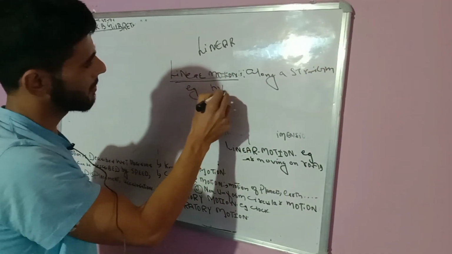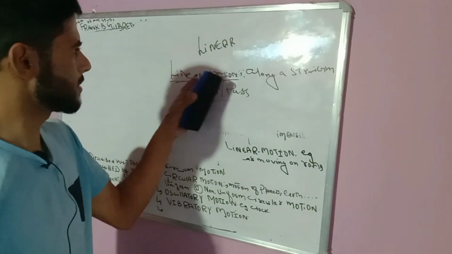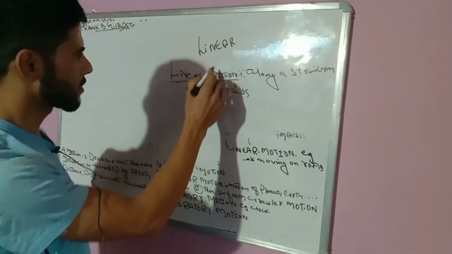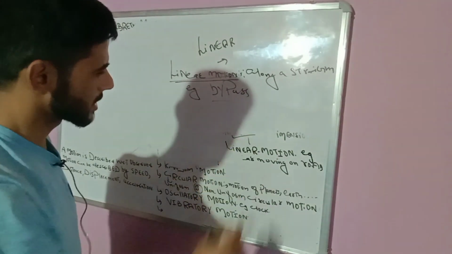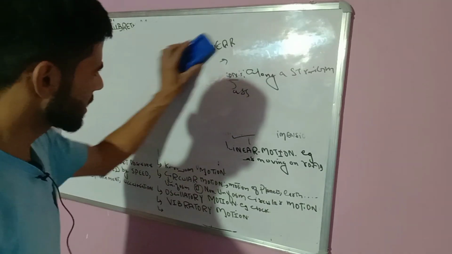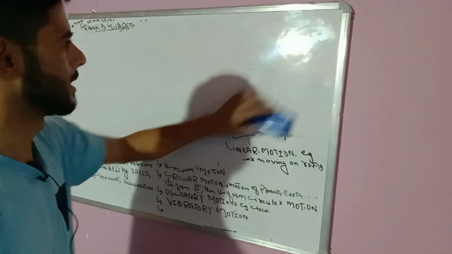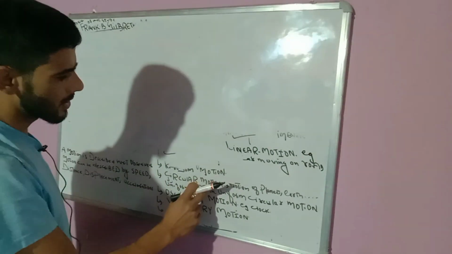For example, bypass. Bypass is an example of linear motion. This is the first type of motion, that is linear motion. Next one is called random motion. Third one is also called circular motion.